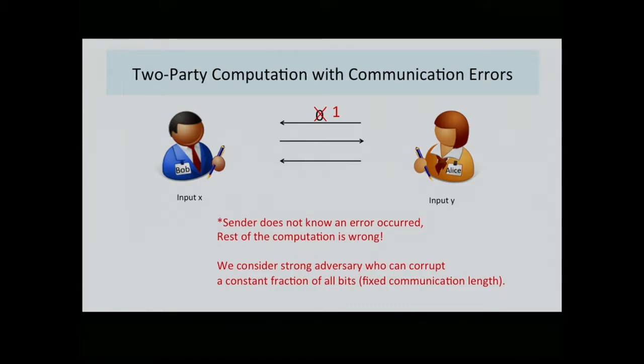So we're going to fix the length of the protocol. Let's say it's going to be 100 bits. We're going to give the adversary, say, 10%. We're going to give him a budget of 10-bit errors that he can cause at any point in the protocol. So we have a fixed communication length.